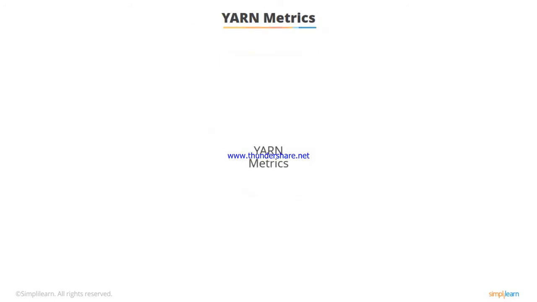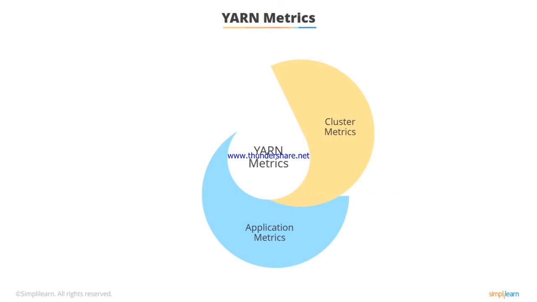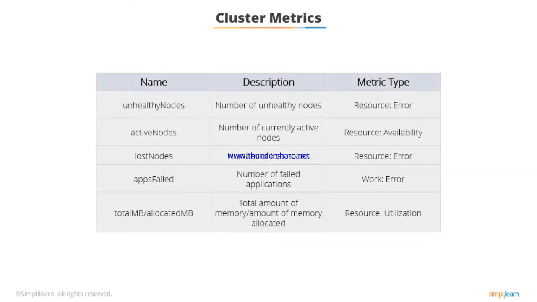YARN metrics can be categorized into the following three types: cluster metrics, application metrics, and node manager metrics. Let's learn about these metrics in detail. Cluster metrics provide information pertaining to YARN application execution. The table lists some of the cluster metrics generated by the YARN framework.